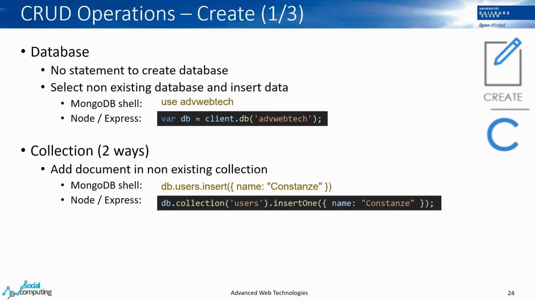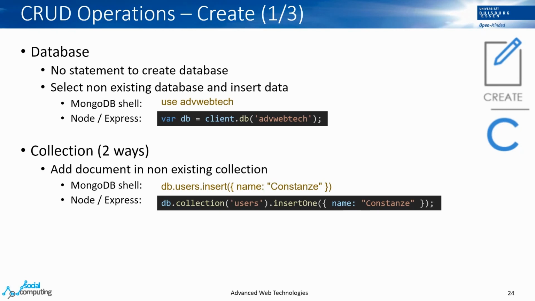All we need to do is, in our shell, write the command db.users.insert, and then we pass a JSON object. The JSON object will have the key and values. The key is, in this case, name and its value is Constance. The same thing can be done inside MongoDB with Node Express code also.